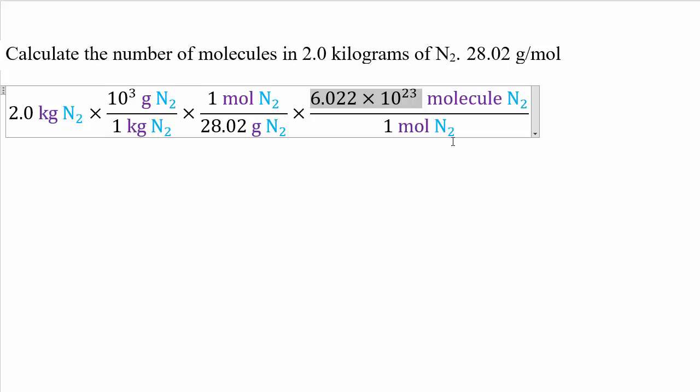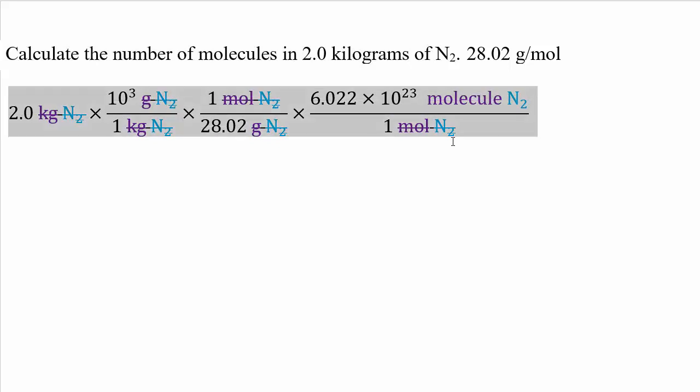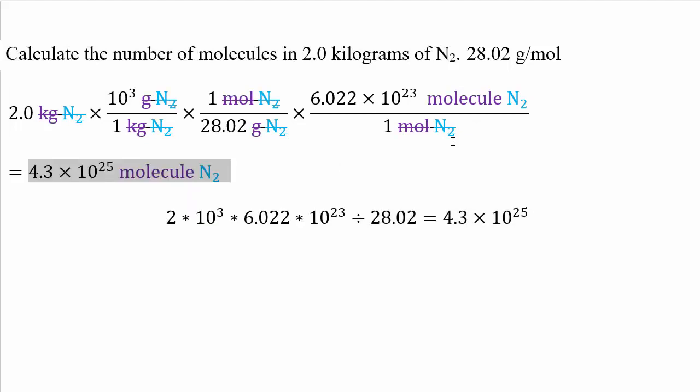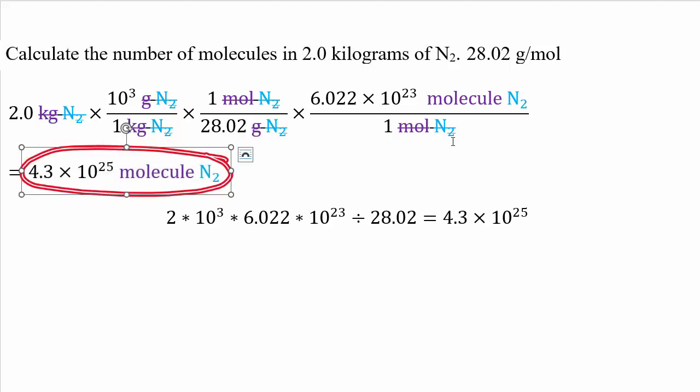In the dimensional analysis, we eliminate the units and the ones that multiply and divide. If any unit has significant figures, they must be taken into account. We extract the significant values to input them into the calculator, and the result is 4.3 times 10 to the power of 25 molecules of molecular nitrogen.